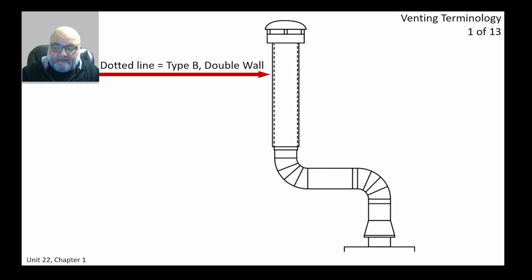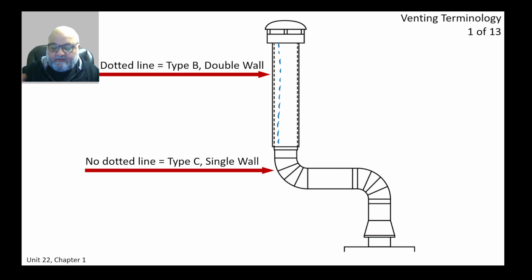The dotted line indicates a type B double wall vent material. So these dotted lines here on the inside indicate the inside wall basically, and they're telling you that this is a type B. On the other hand, you have a not dotted line indicating type C or a single wall vent connector. And I said before that the vent connector itself can be single wall or double wall. Vent connectors can be single wall or double wall, type C or type B.